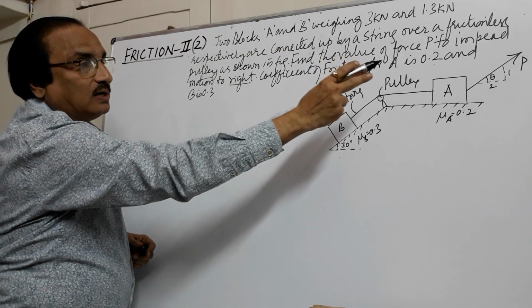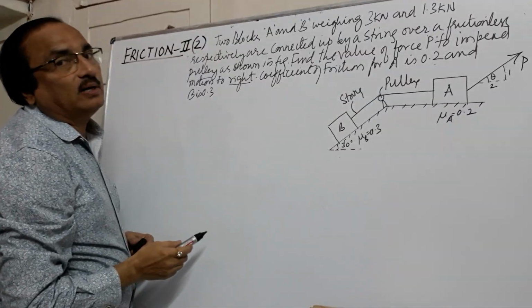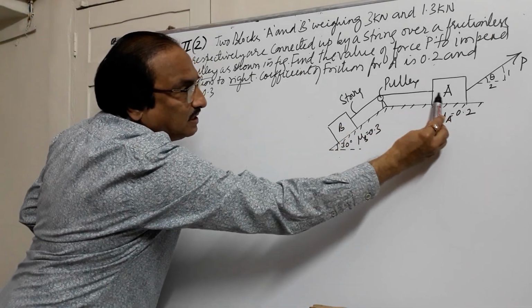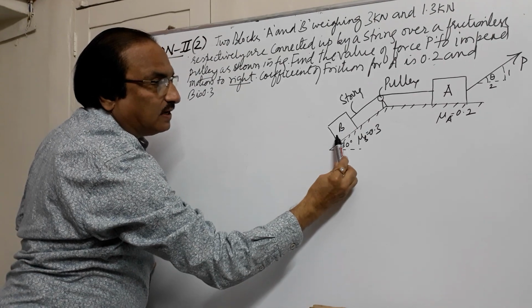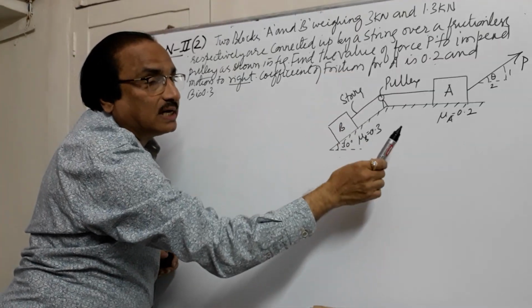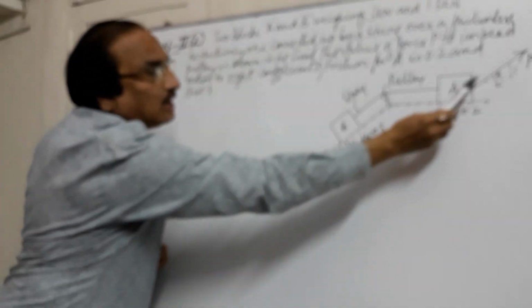You are required to find out the value of the force P such that the motion will impede to the right. So when this block moves to the right, this is tied with the string, so definitely this block will be moving up. You will have to first decide the motion trend so that you can give the direction of force of friction. Now you are required to find out P.